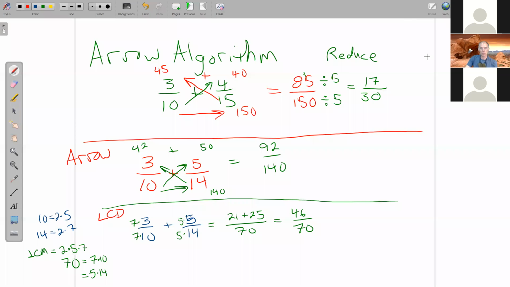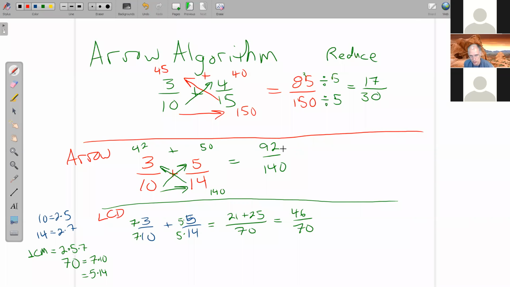All right, so here's some of my work. I'm not quite done. So I started doing the arrow algorithm work. I prefer it because I don't mind reducing, and I like drawing arrows. I think it's fun. So with the arrow algorithm, right, I said 10 times 14 is 140, so that's my new denominator. 14 times 3, I had to think about for a minute. 14 and 14 and 14, I got 42. 10 times 5 was 50. 42 plus 50 gave me 92.